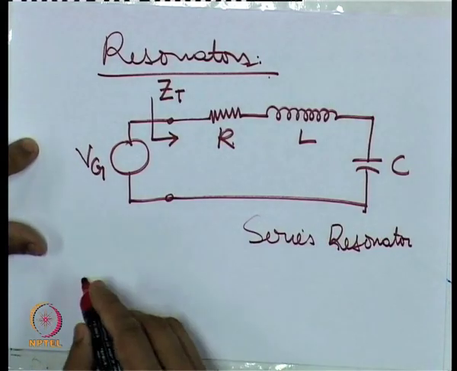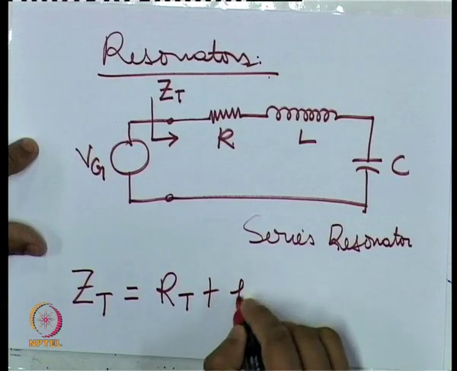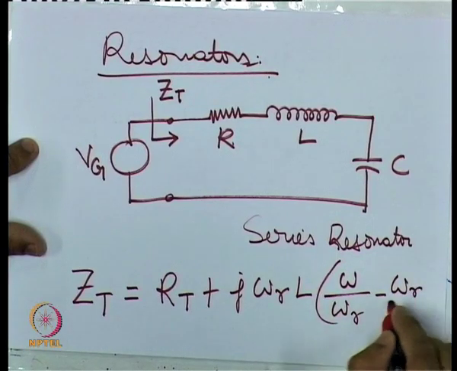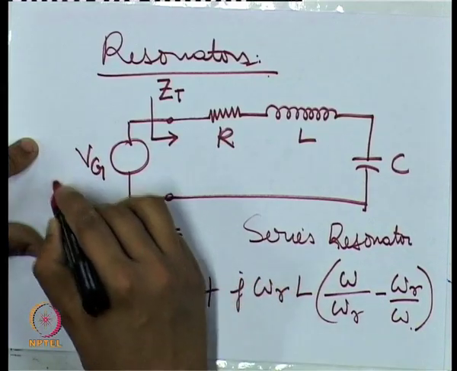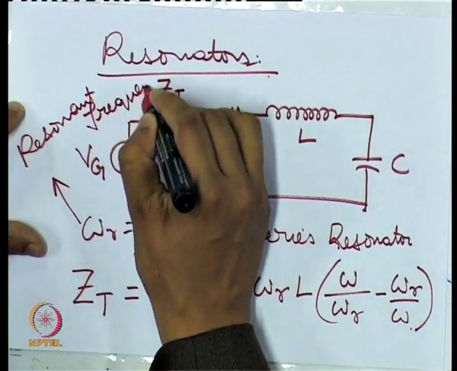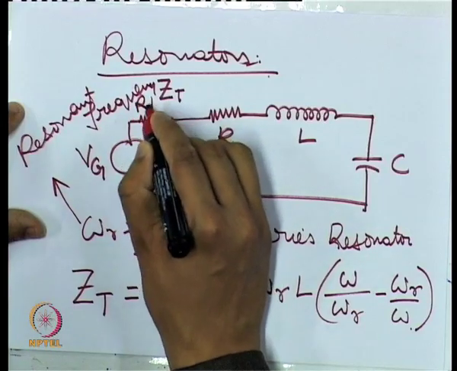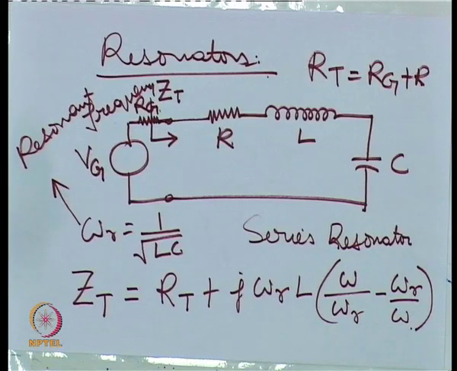Now, we can show that the total input impedance ZT of this resonator is given by RT plus j omega L upon omega R minus omega R upon omega, where omega R equal to 1 upon square root of LC is called the resonant frequency. Suppose we also have a source resistance RG, then RT is equal to RG plus R. So this is the equivalent circuit diagram and the input impedance of a series resonator.